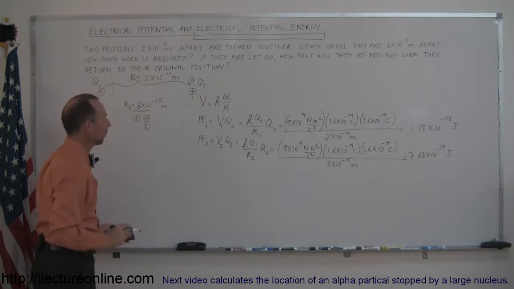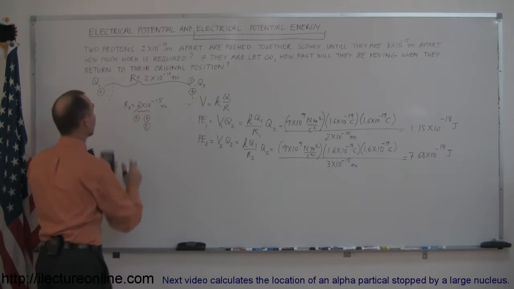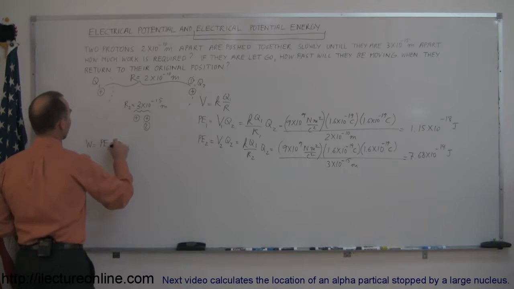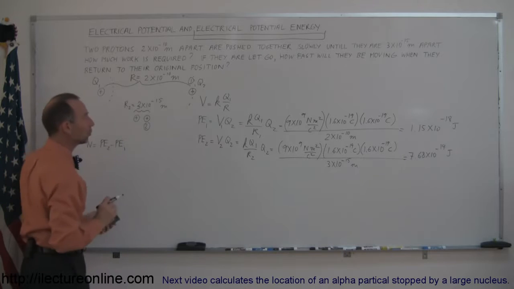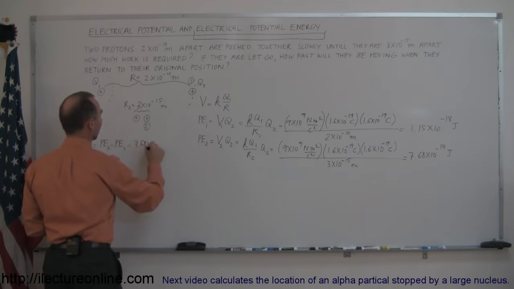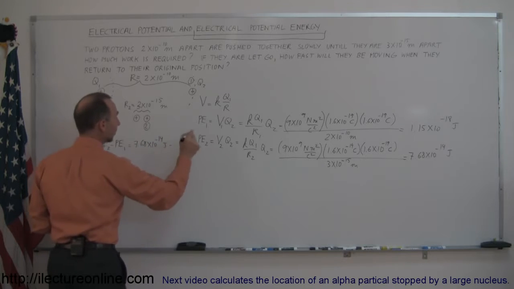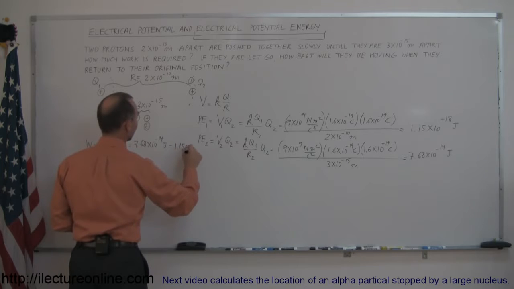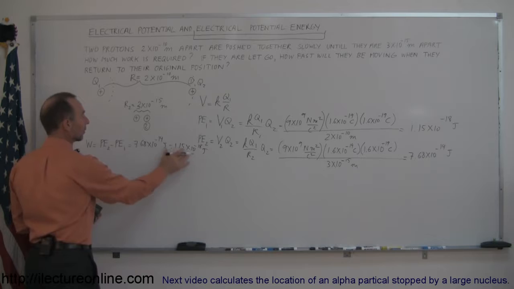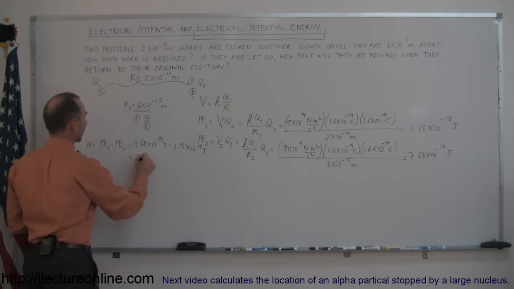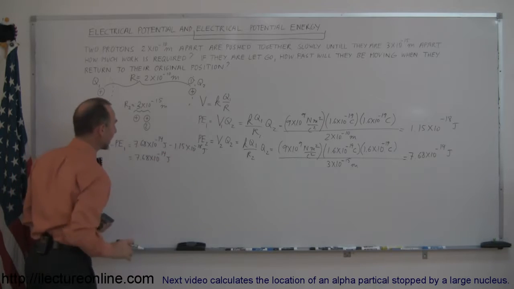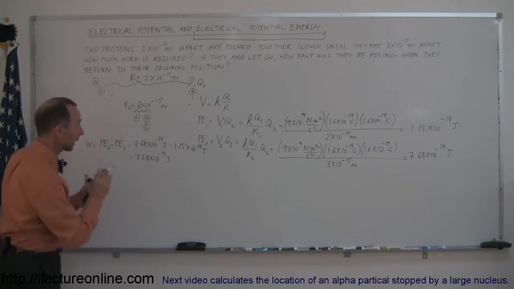All right, so how much work did we have to do to bring the two together? Well, the work then would be equal to the potential energy 2 minus potential energy 1. It would be the difference between the two potential energies, which is equal to 7.68 times 10 to the minus 14 joules minus 1.15 times 10 to the minus 18 joules. And considering the significant figures here, that would be equal to 7.68 times 10 to the minus 14 joules. This doesn't even make any dent in the energy that it will have when they're that close together.